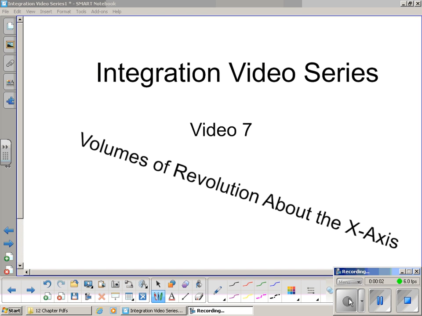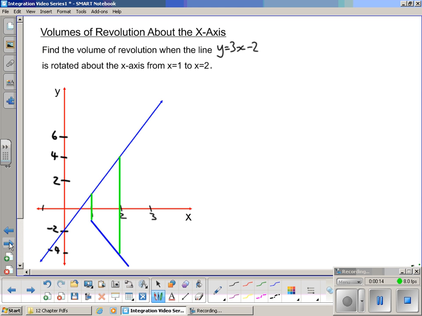Hi, we're looking at integration video series, video 7, and this time we're looking at volumes of revolution around the x-axis. Let's have a look at a key example for you. This question asks to find the volume of revolution when the line y equals 3x minus 2 is rotated around the x-axis from x equals 1 to x equals 2.